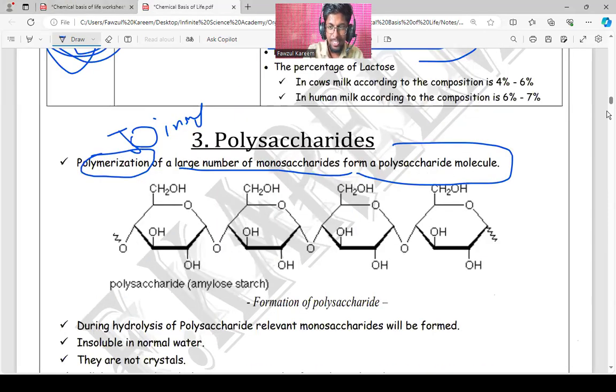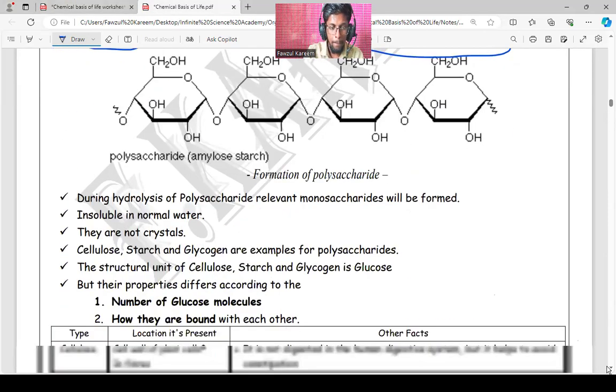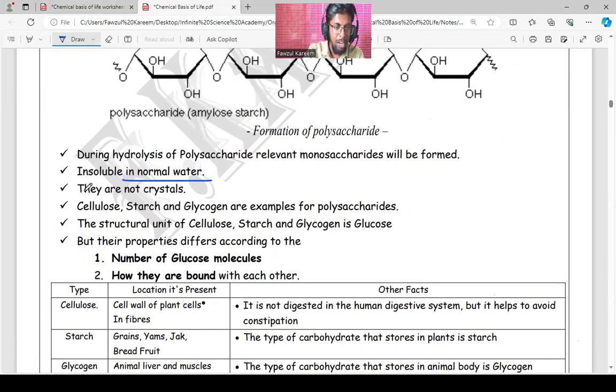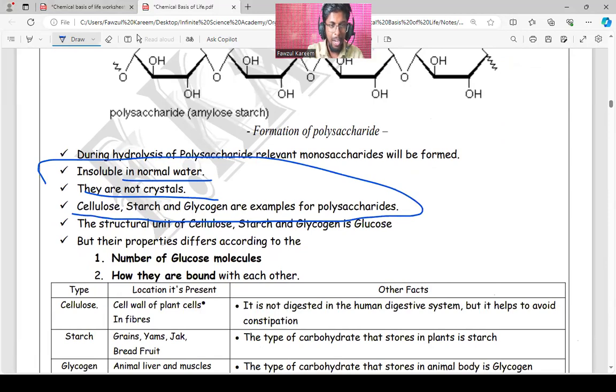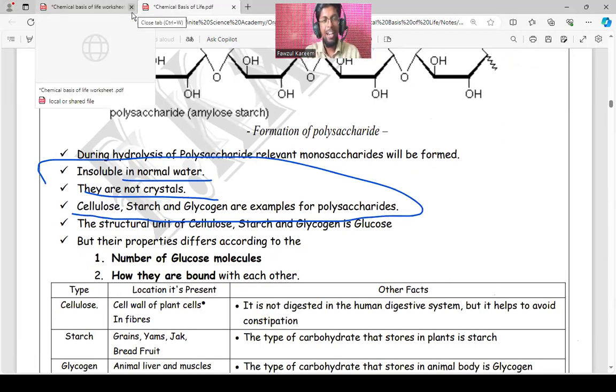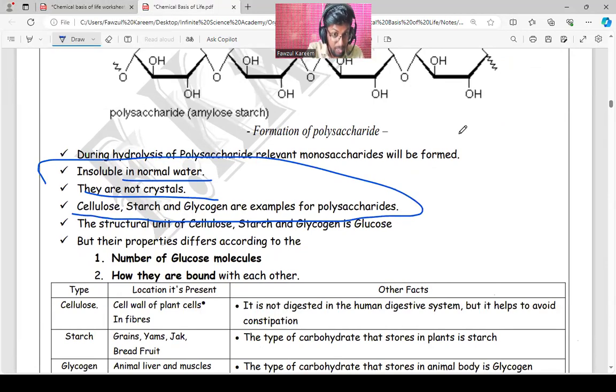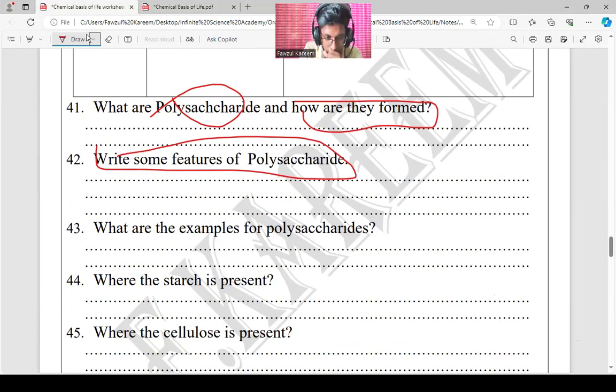Then what are the features? Can you say the features? They are insoluble, they are not crystalline, and there are examples. These are the three features. What are the examples? Cellulose, starch, and glycogen. So now you can write in that gap.